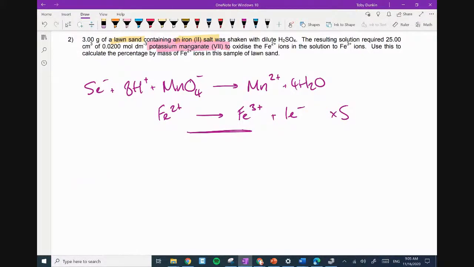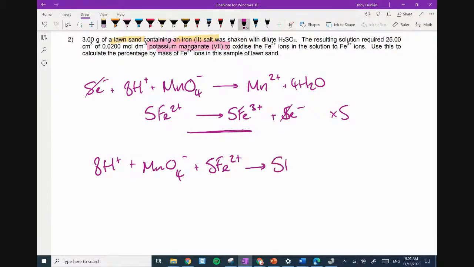Oh, the electrons now disappear. When we multiply this one here by 5, the electrons are going to vanish. So we're going to have 8 H+ plus MnO4- plus 5 Fe2+ going to 5 Fe3+ plus Mn2+ and 4 H2O. So there's our overall equation.